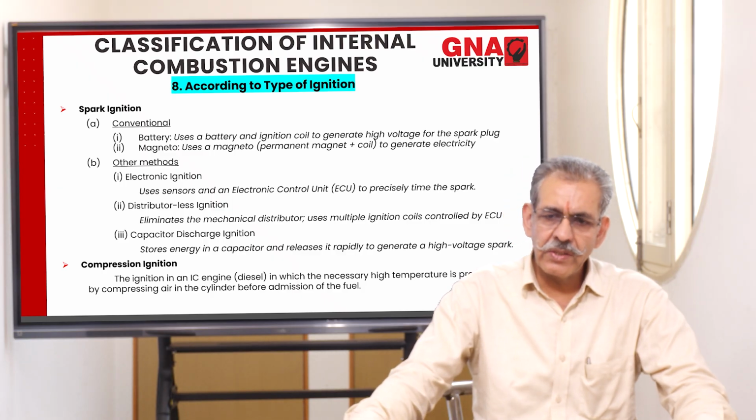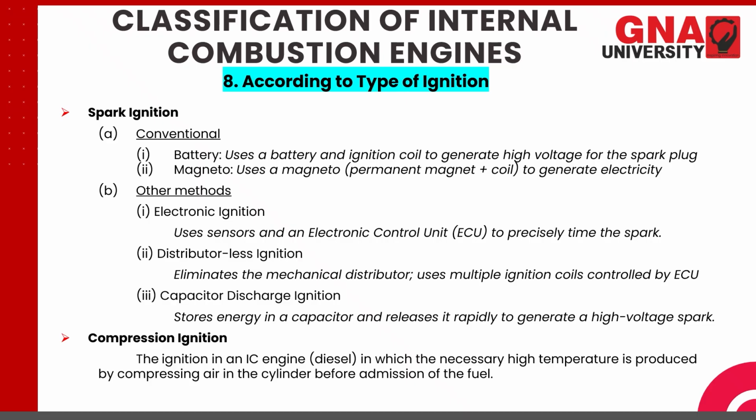The next classification is according to the type of ignition. So ignition is carried out in case of SI engine by the spark, and in case of compression ignition by compression high temperature is obtained and the ignition temperature is reached. In spark ignition we have conventional methods, namely battery. It uses a battery and ignition coil to generate high voltage of spark.